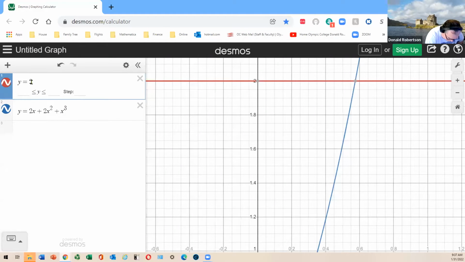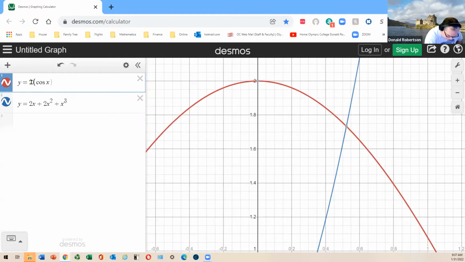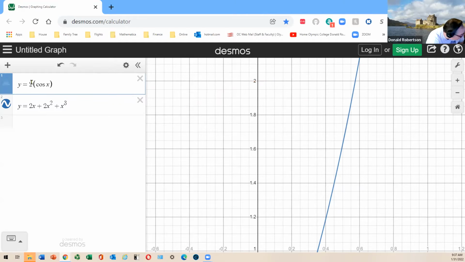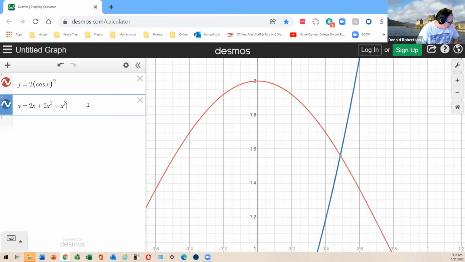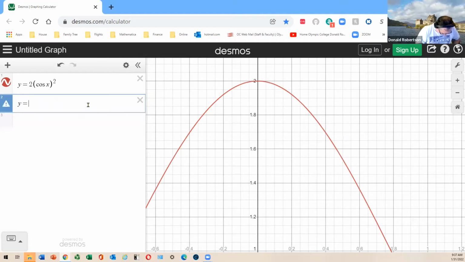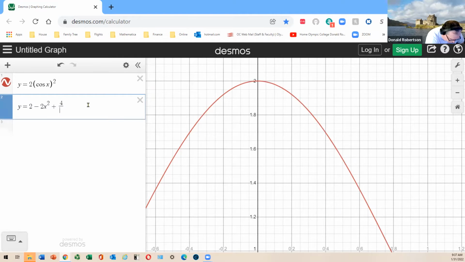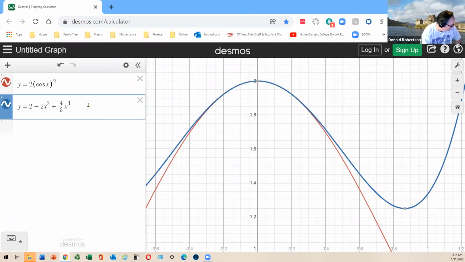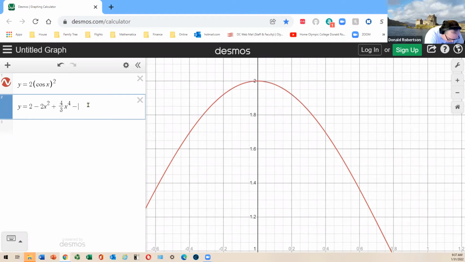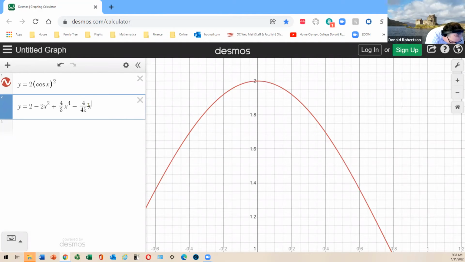I'm thinking the best way to do this, I should be able to do cosine x, finish a bracket, and do a square. That's 2 cosine x squared. And then for my second function, we have 2, take away 2x squared, plus 4/3 x to the 4. And then finishing with negative 4/45 x to the power of 6.